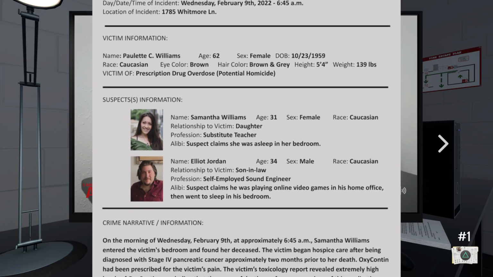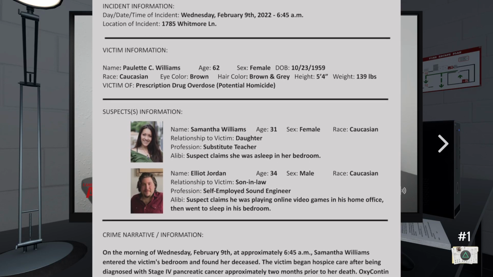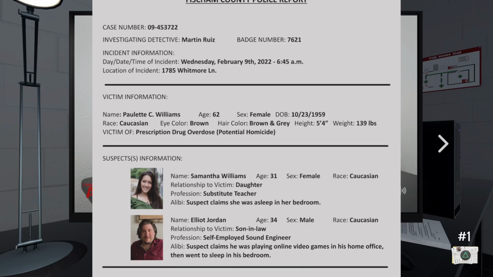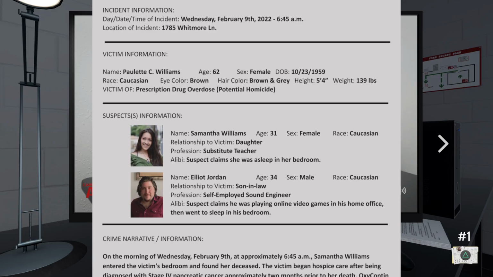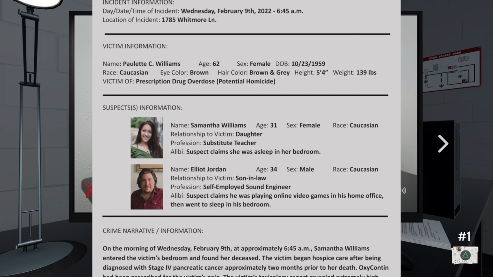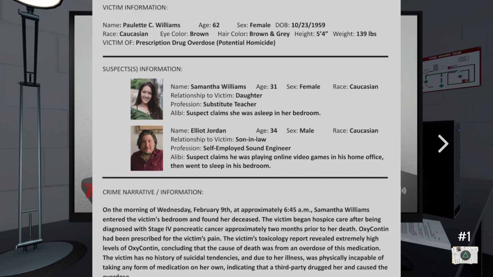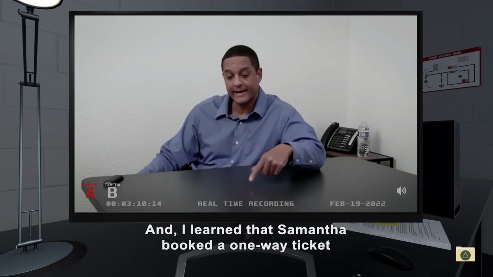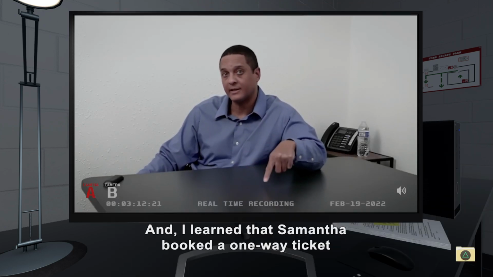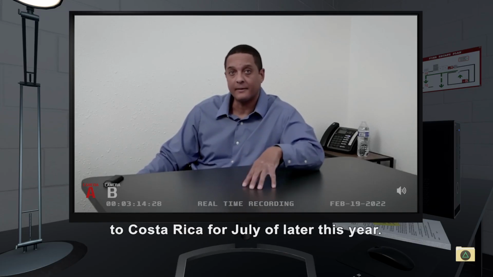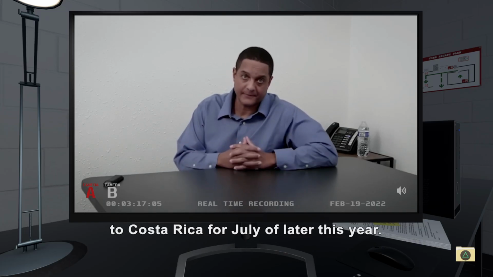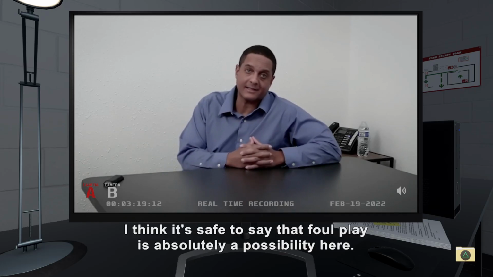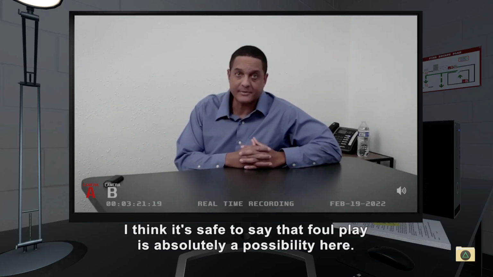And I actually did uncover a few things. So I learned that Samantha has a lot of debt. All right, a pretty significant amount. Most of it's student loans, but it's pretty significant nonetheless. I learned that her mom, Paulette, has a life insurance policy for $250,000 that is payable to her only child, Samantha. And I learned that Samantha booked a one-way ticket to Costa Rica for July of later this year. All right, now, given all of that, I think it's safe to say that foul play is absolutely a possibility here.